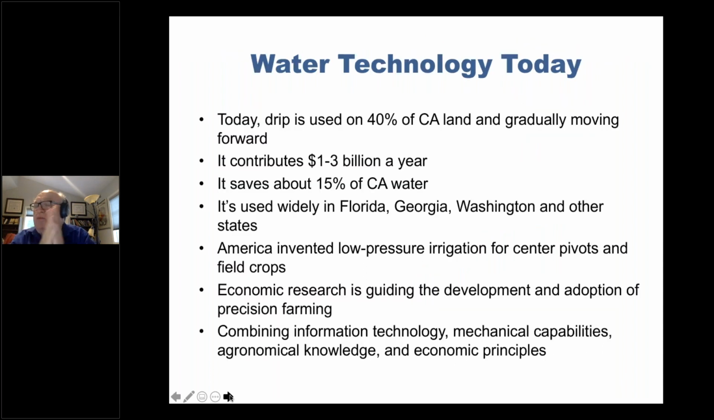So if you look at the water technology today, 40% of California is drip. There is a $1 to $3 billion benefit. We save 15% in California water. It's used in other states.